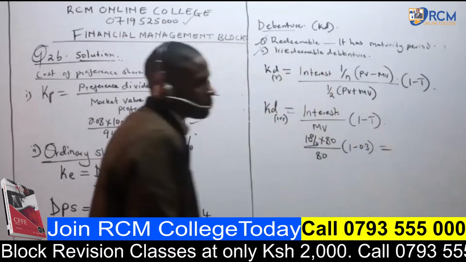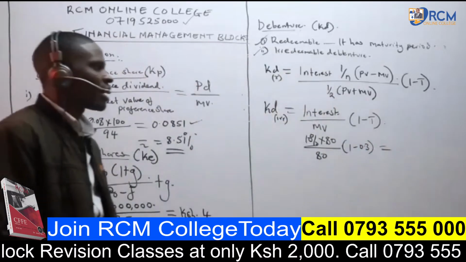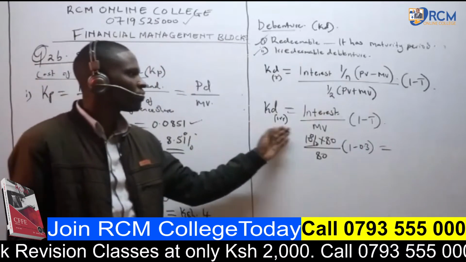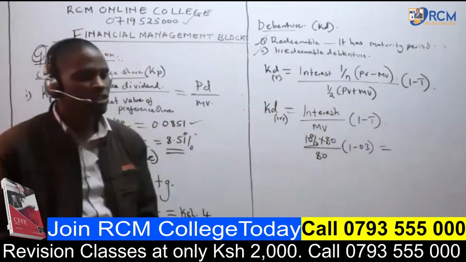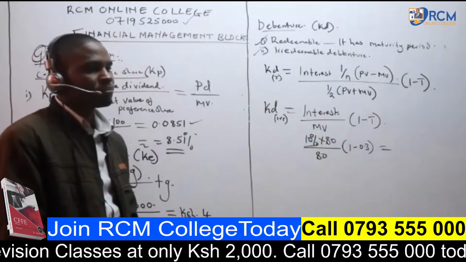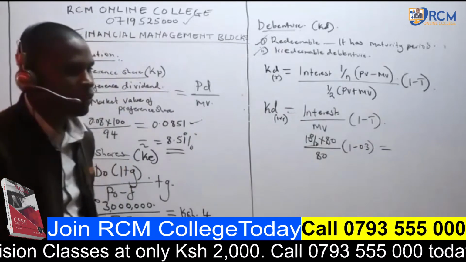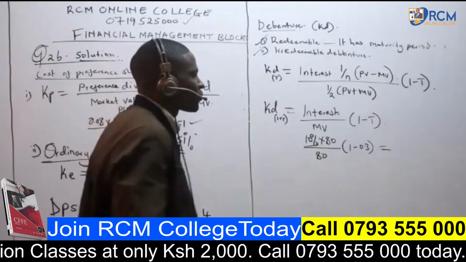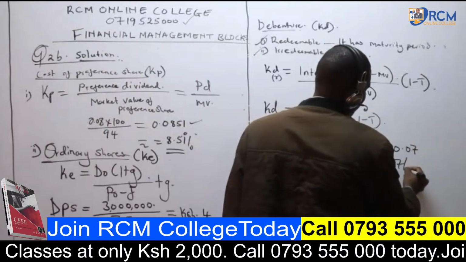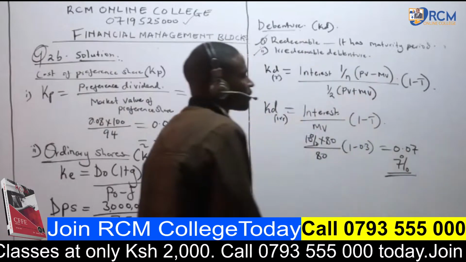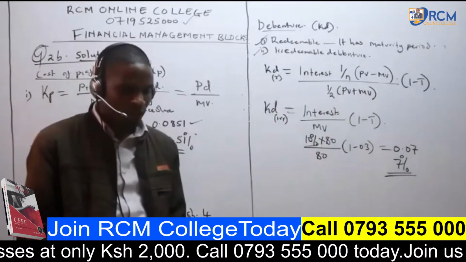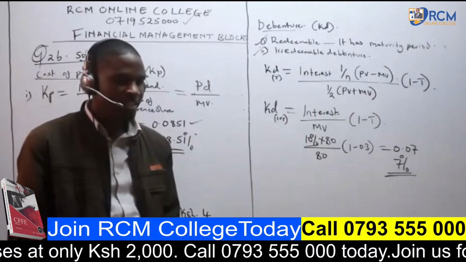What will be our cost of debenture there? How much will it be? 0.07. Thank you so much. 0.07, which is equivalent to 7%. By doing that, you had how many marks? 6 marks by doing that.